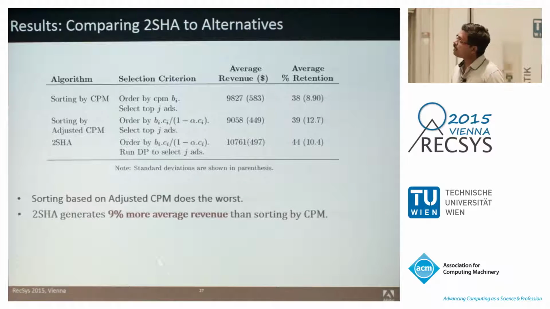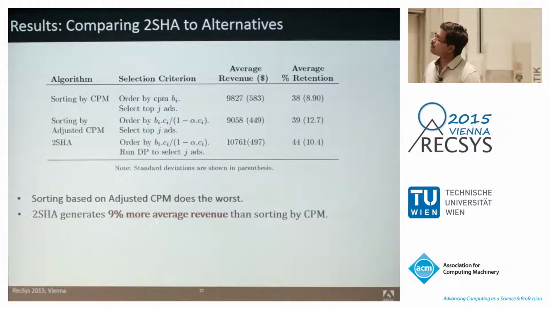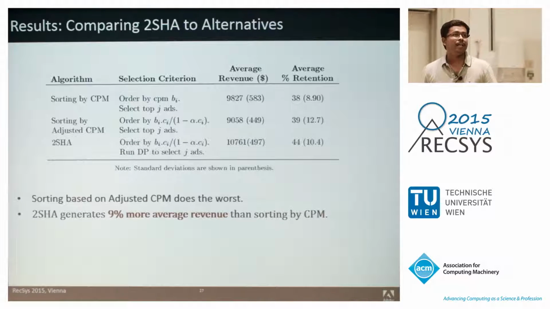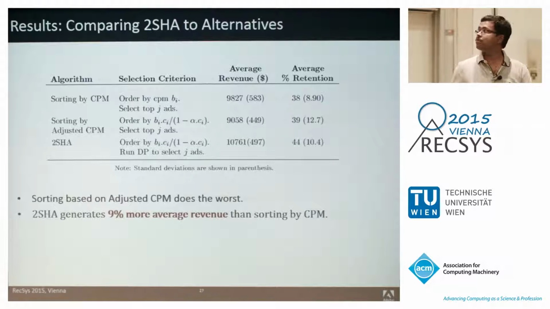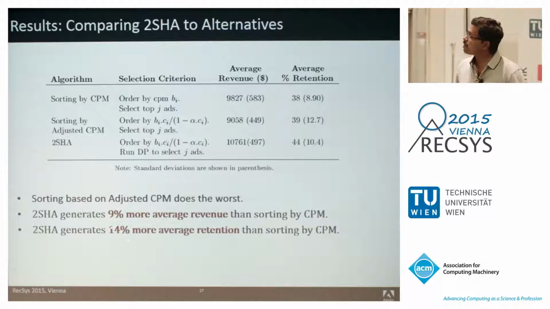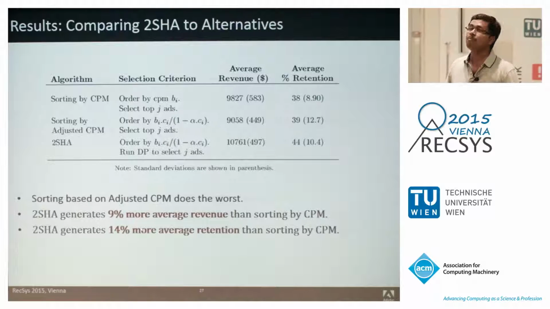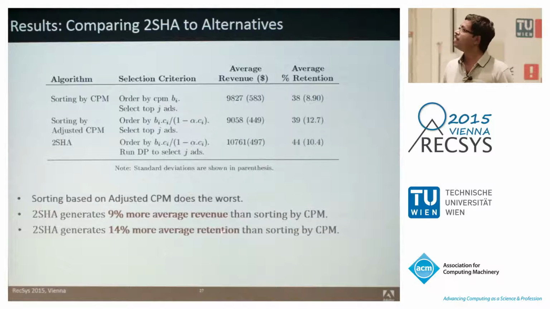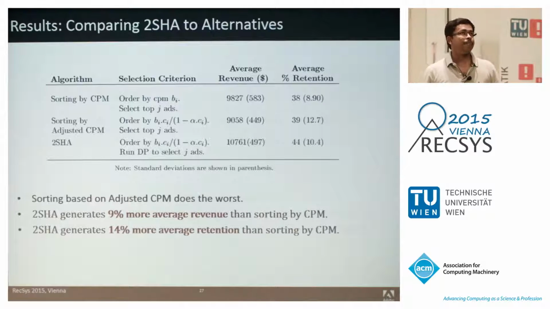The way it helps us is our algorithm was generating 9% more average revenue than sorting by CPM. And the reason was not because it was having pricey ads, but mostly because we were able to show more ads because of retention, because of more retentive ads than what we are doing in CPM.